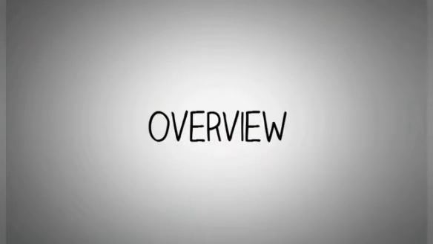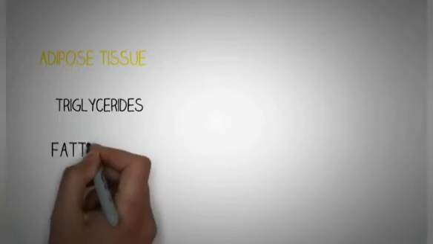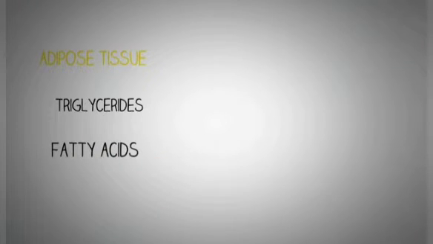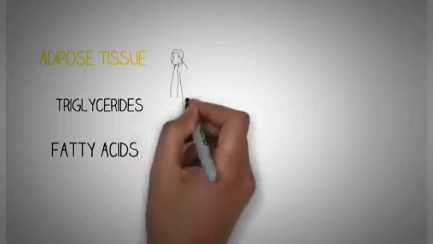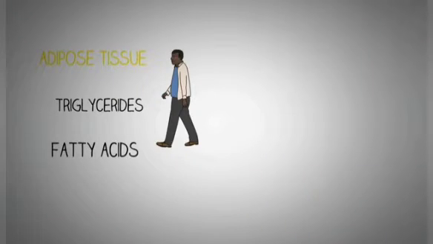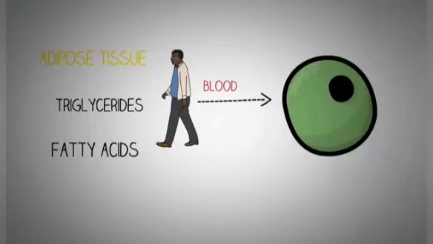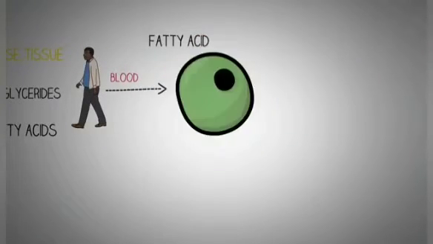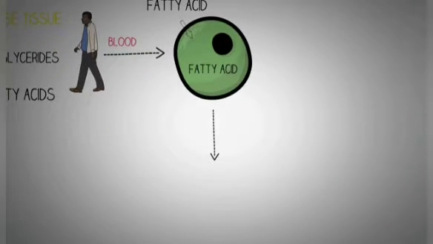Let's have an overview of the process of beta oxidation. The human body contains adipose tissue which consists of triglycerides. The triglycerides contain fatty acids and glycerol molecules. The fatty acids are distributed all over the human body, and from there they enter into the blood. Through the blood they are distributed to virtually all the cells of the body that can metabolize fatty acids. The fatty acids then move inside the cytoplasm of the target cells.